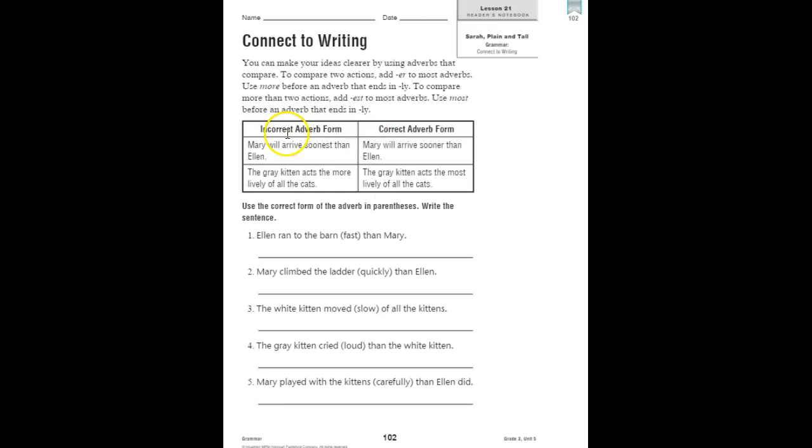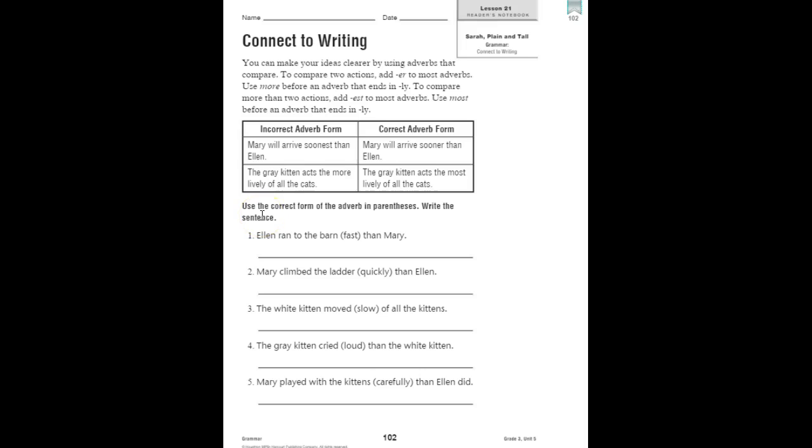Here we have some examples of incorrect and then the correct. So Mary will arrive soonest than Ellen. Well, this is not a superlative example. This is comparative, so we need sooner. The gray kitten acts the more lively of all the cats. Well, we're comparing more than three. This is superlative, so we need to have most lively.